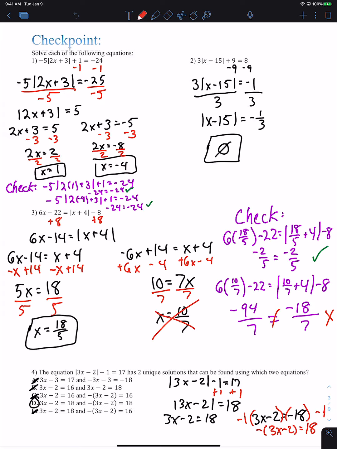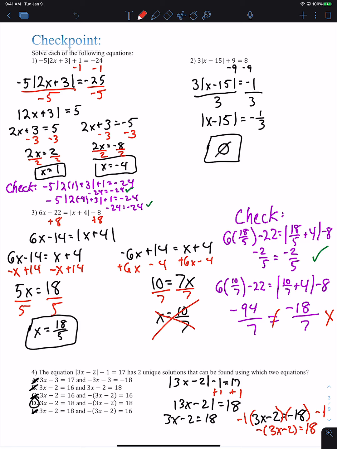Here are the solutions to the checkpoint 1 through 4. Check out number 1. First thing you have to do is get the absolute value by itself. And then once you get the absolute value by itself, you set what's inside of the absolute value equal to the positive side of what's on the left and also the negative side. So you set up two different equations. Make sure you check your work at the end. One of those could be an extraneous solution. In this case, it wasn't.